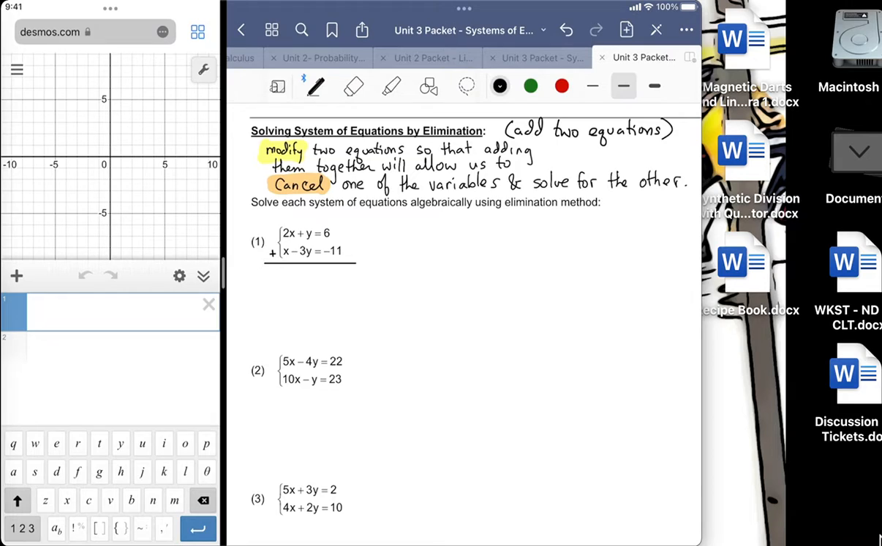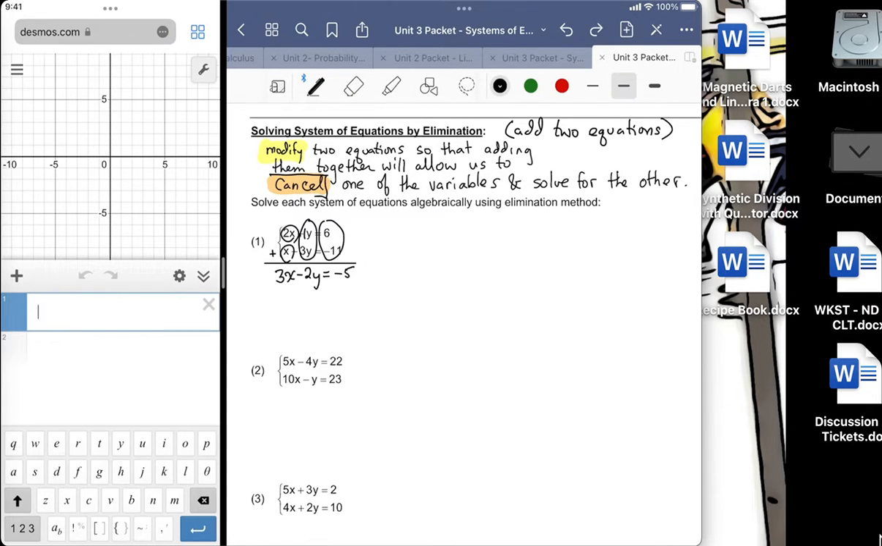I would have 2x plus 1x, which would be 3x. I'd have y plus negative 3y, so 1y minus 3y, which would be negative 2y. And then I'd have a negative 5. You'd add down the columns. Any like terms get added together. The problem is that didn't do what we needed it to do. It didn't cancel any of the variables.